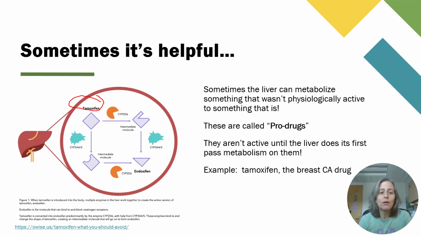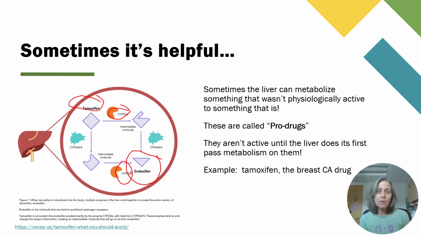But what happens is when it goes to the liver, I have these enzymes, these little enzymes here. They work on that molecule and turn it into something called endoxifen. It turns out that endoxifen can bind to estrogen receptors and actually do the work of the drug. So that's kind of cool. When we take it, it's basically in an inactive form, and then the liver converts it into the active drug. It's kind of interesting.